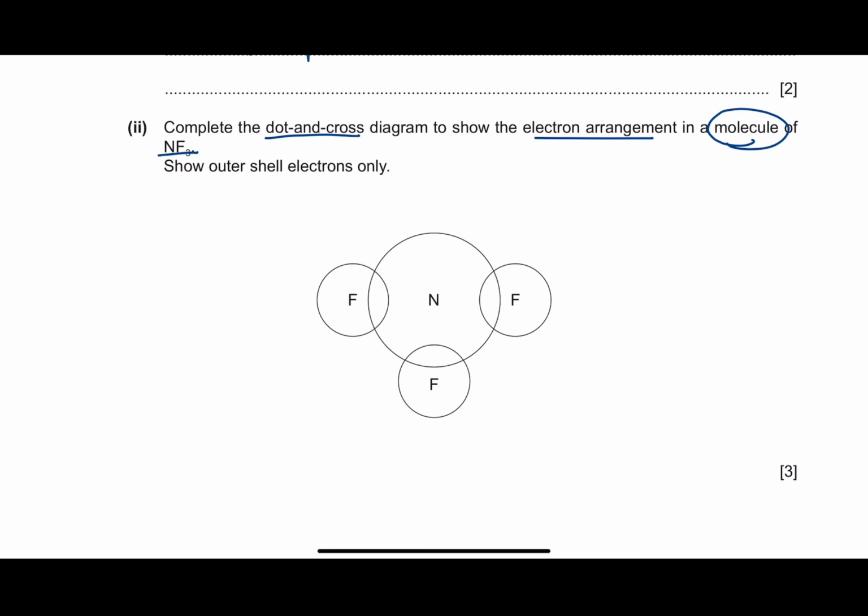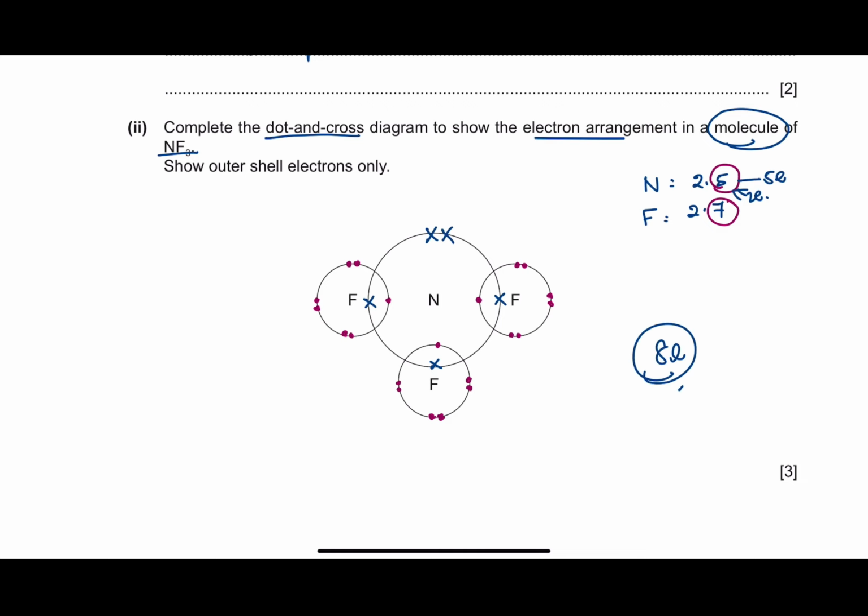Again, let's write down the electronic configuration for both these elements. Nitrogen has 5 valence electrons and fluorine has 7. So I have drawn 7 electrons on each fluorine shell, and as you can see, I have donated 1 electron from each fluorine atom to nitrogen. Since nitrogen has 5 electrons, I'm going to distribute it equally to fluorine, giving each one of them 1 electron. This way fluorine has a complete 8 electrons on each of its outer shells, and as you can see here, if you count the number of electrons, nitrogen only has 3 electrons drawn, and I will draw another 2. Now nitrogen has a complete 8 electrons as well on its outer shell.